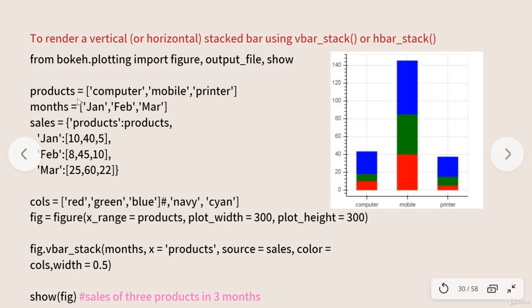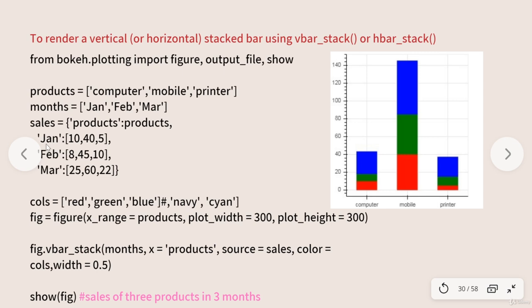I have mentioned here two things. One is my products: computer, mobile, printer, the three products which I am holding, and then the months, which are January, February, and March. Then sales I have mentioned. Now this is a dictionary. In the initial sessions I gave you a short introduction to dictionaries, lists and all that. You see curly brackets. Curly brackets mean I am talking about a dictionary. Dictionary means there is a key-value pair. So products is my key, which is holding the product details: computer, mobile, printer.